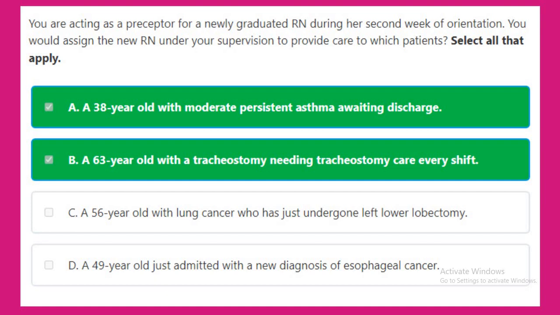But a 38-year-old patient with persistent asthma who is awaiting discharge, if the patient is being discharged, most probably this patient is stable. That's why the patient is being discharged. Then a 63-year-old with a tracheostomy needing tracheostomy care every shift. So this is a routine procedure, and the new nurse is well versed with tracheostomy care, so she can be assigned this patient, right? Any new RN, like a nursing student or graduate, is very well versed with tracheostomy care. So this patient can be assigned to the new nurse, right?